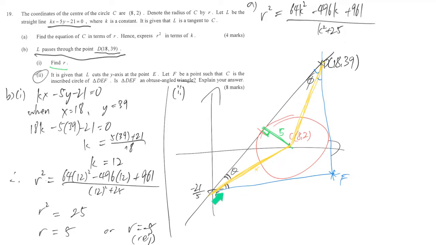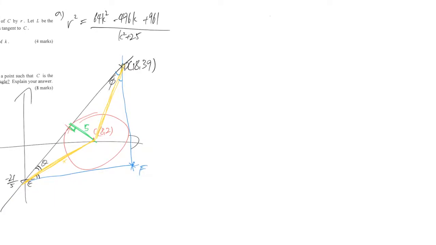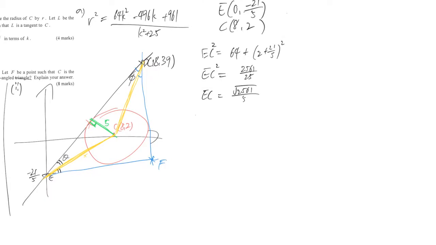The first mission is to find out EC. Point E is (0, negative 21 over 5), and then point C is (8, 2). So EC is equal to... 64 plus, 2 plus 21 over 5, 68... so EC squared is equal to 2561 divided by 25. EC is square root 2561 divided by 5. So what we want is theta. So sine of angle CED, that means theta here, is equal to 5 divided by EC, which is 25 over square root 2561.